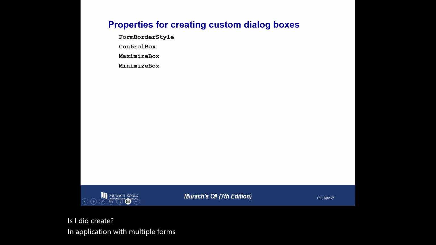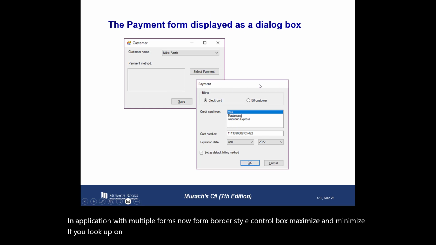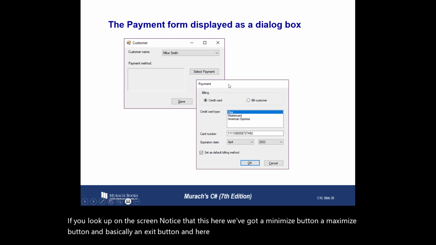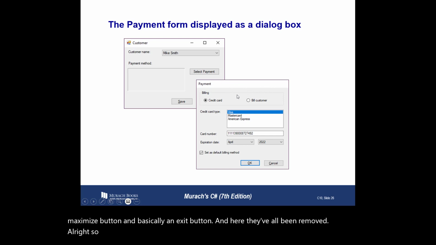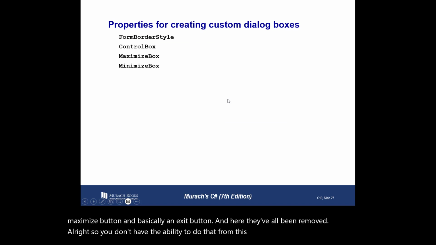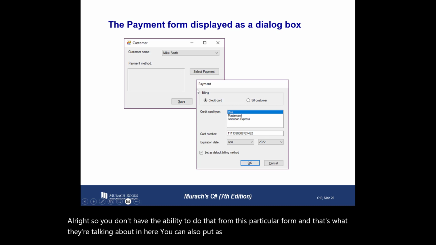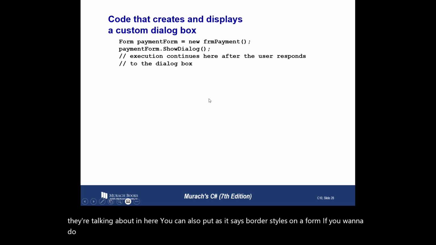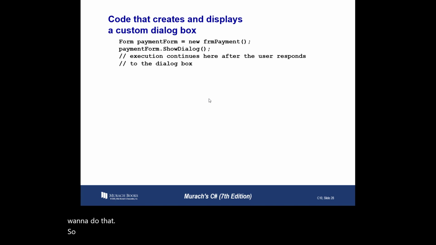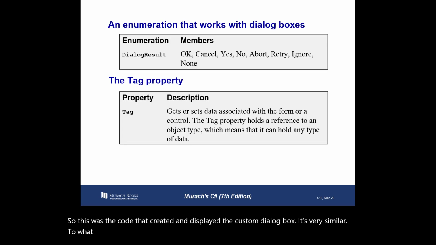Now, form border style, control box, maximize, and minimize. If you look up on the screen, notice that here we've got a minimize button, a maximize button, and basically an exit button. And here they've all been removed, so you don't have the ability to do that from this particular form. That's what they're talking about in here. You can also put border styles on a form if you want to do that. So this was the code that created and displayed the custom dialog box. It's very similar to what I just showed you in the previous tape.